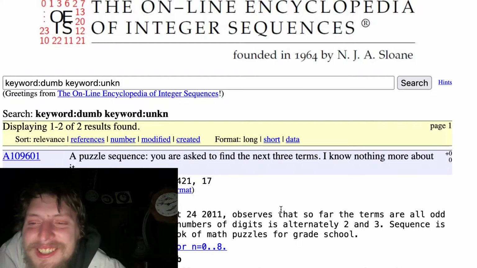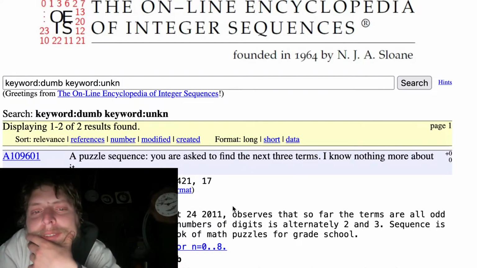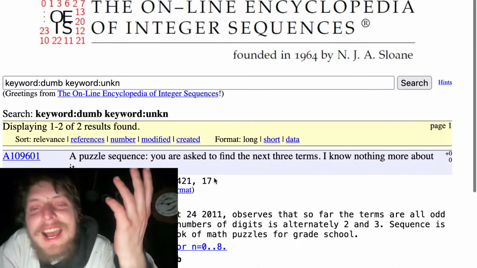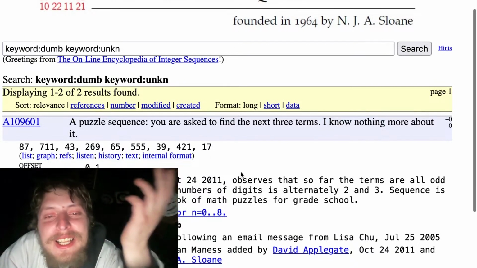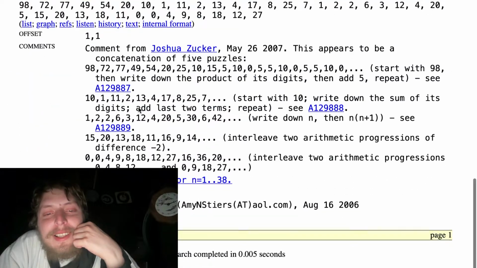So the terms are so far all odd numbers, and the numbers of digits is alternately 2 and 3. So yeah, but what are you going to do after that? And find the next three terms. Nobody knows, but somehow it made it on here. This one's see comments line.